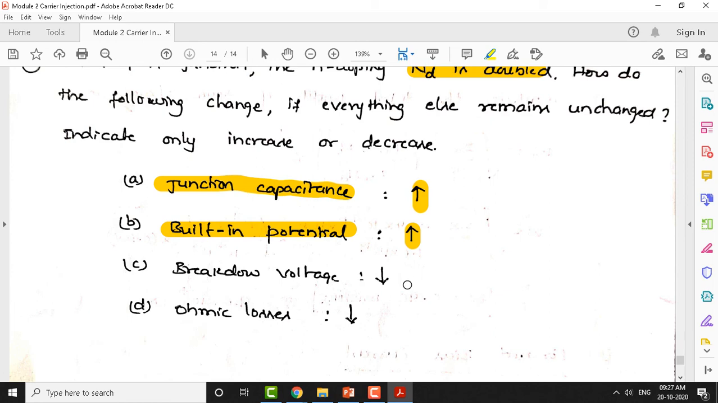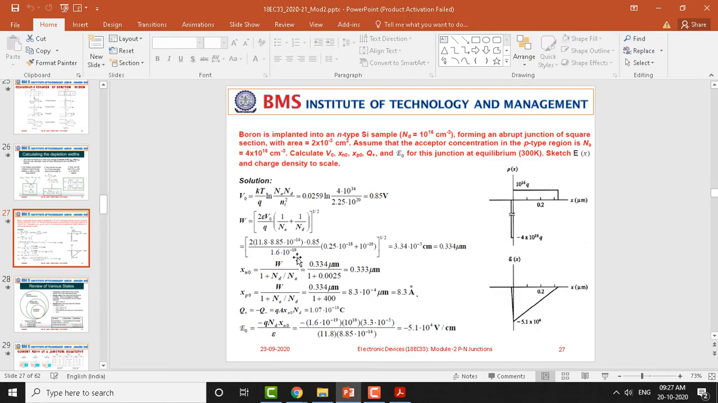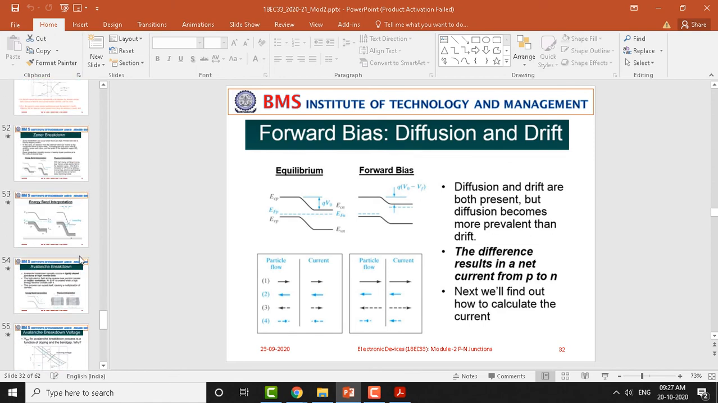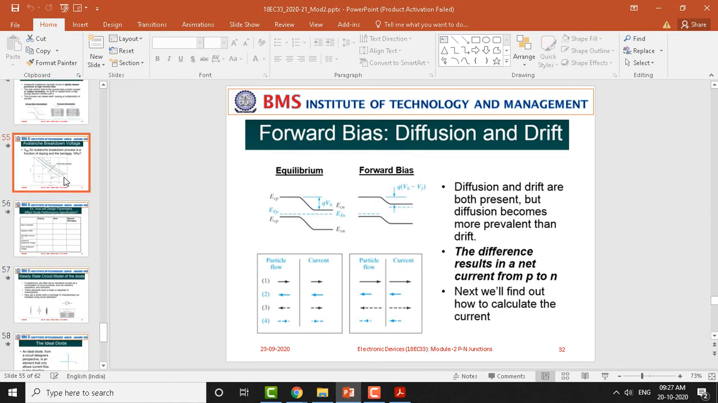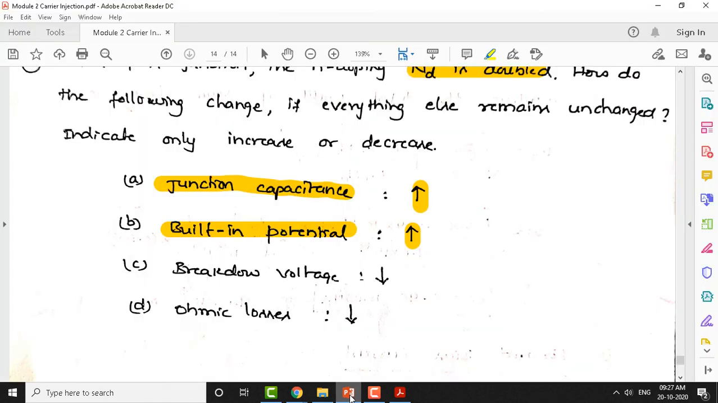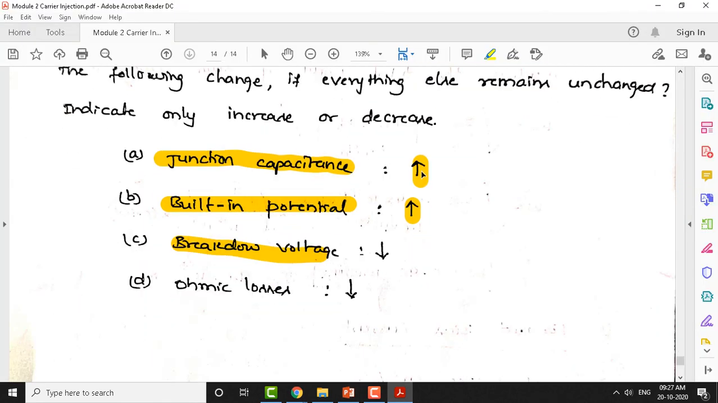We have seen the graph, you remember this graph. We have shown you the graph: as doping keeps increasing, the built-in potential increases. Look at this graph. As doping ND keeps increasing, the breakdown voltage keeps decreasing, and ohmic losses also keep decreasing here.